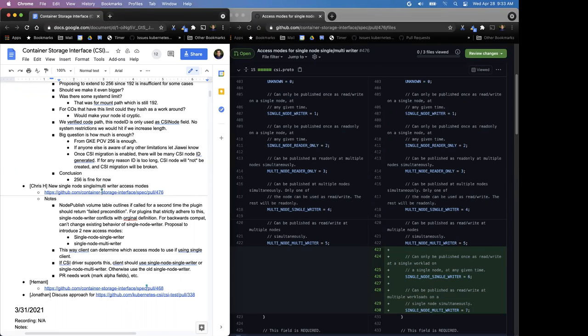If anyone has any questions about this. Did I capture this summary correctly here? So if the CSI driver supports this, the client should use single node single writer or single node multi-writer, otherwise use the old single node writer. Okay.